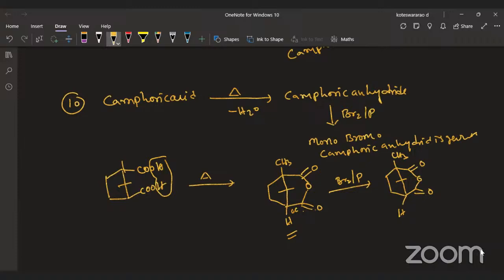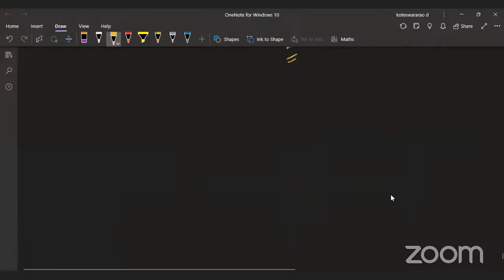Now, this reaction indicates that at one of the alpha positions of the two anhydride carbonyl groups, there is one alpha hydrogen. That is the reason for the formation of the bromo product. Sorry, here it is bromo. This is the bromo product. From that, we draw all these conclusions.